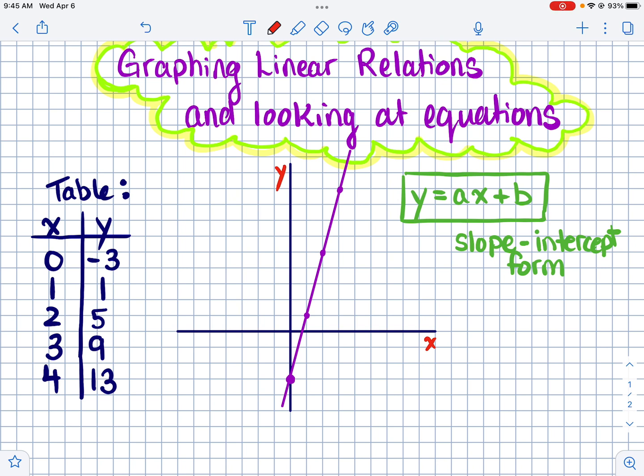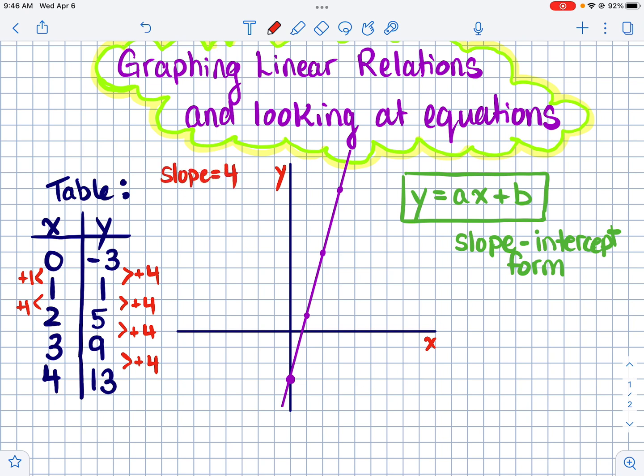So let's point out some key features that we've learned so far. We've learned that linear relations have a constant rate of change, so they're going up by the same amount each time. I can tell right from the table that this linear relation is increasing by 4 every single time. The x values are increasing by 1 every time. So I can see that my rate of change, or my slope, is equal to 4.